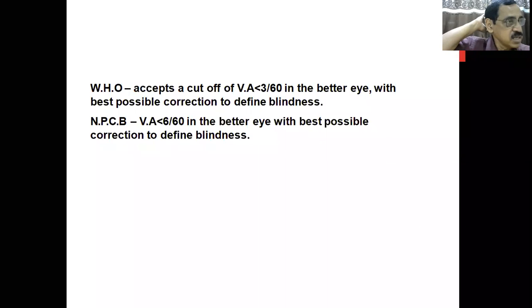The World Health Organization accepts a cutoff of visual acuity of less than 3/60 in the better eye with best possible correction to define blindness. According to the WHO, it is less than 3/60 in the better eye with best possible correction to define blindness. According to the National Program for Control of Blindness, it is visual acuity less than 6/60 in the better eye with the best possible correction. So even now we operate when the vision is around 6/60 or less for cataract surgeries.